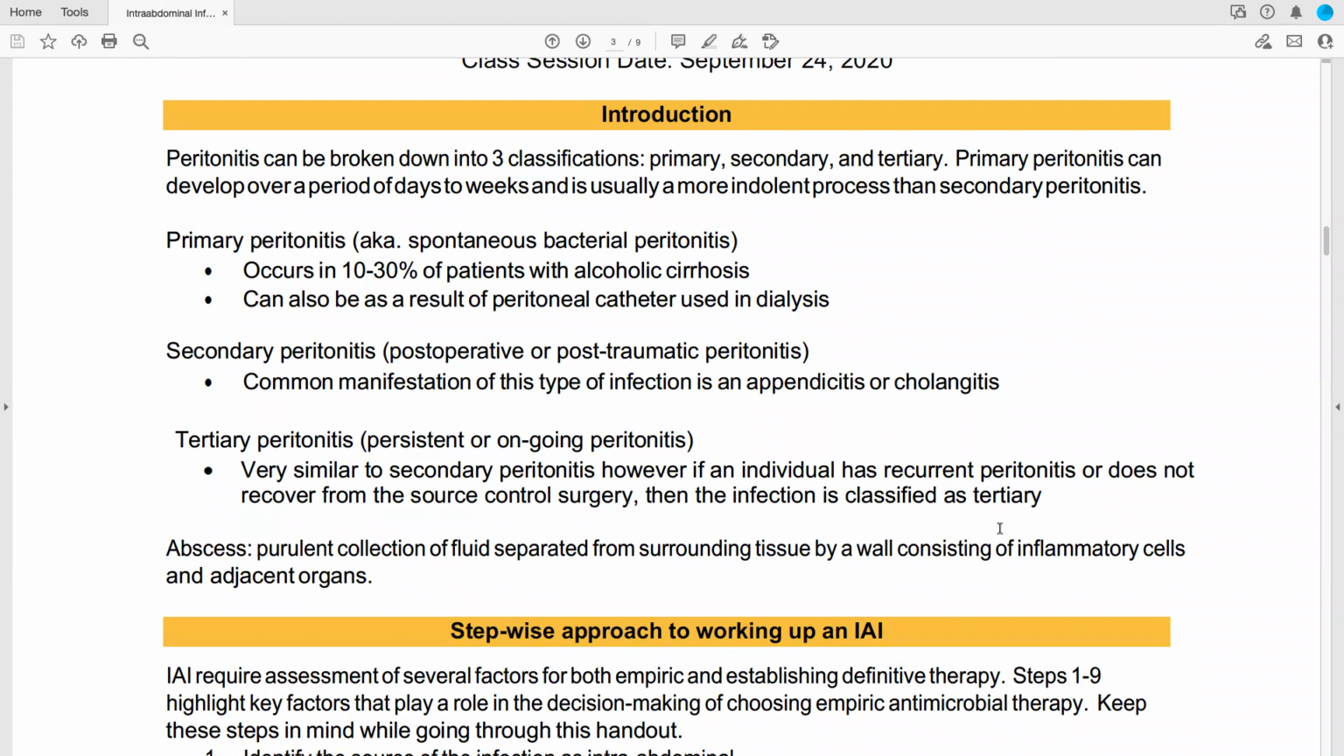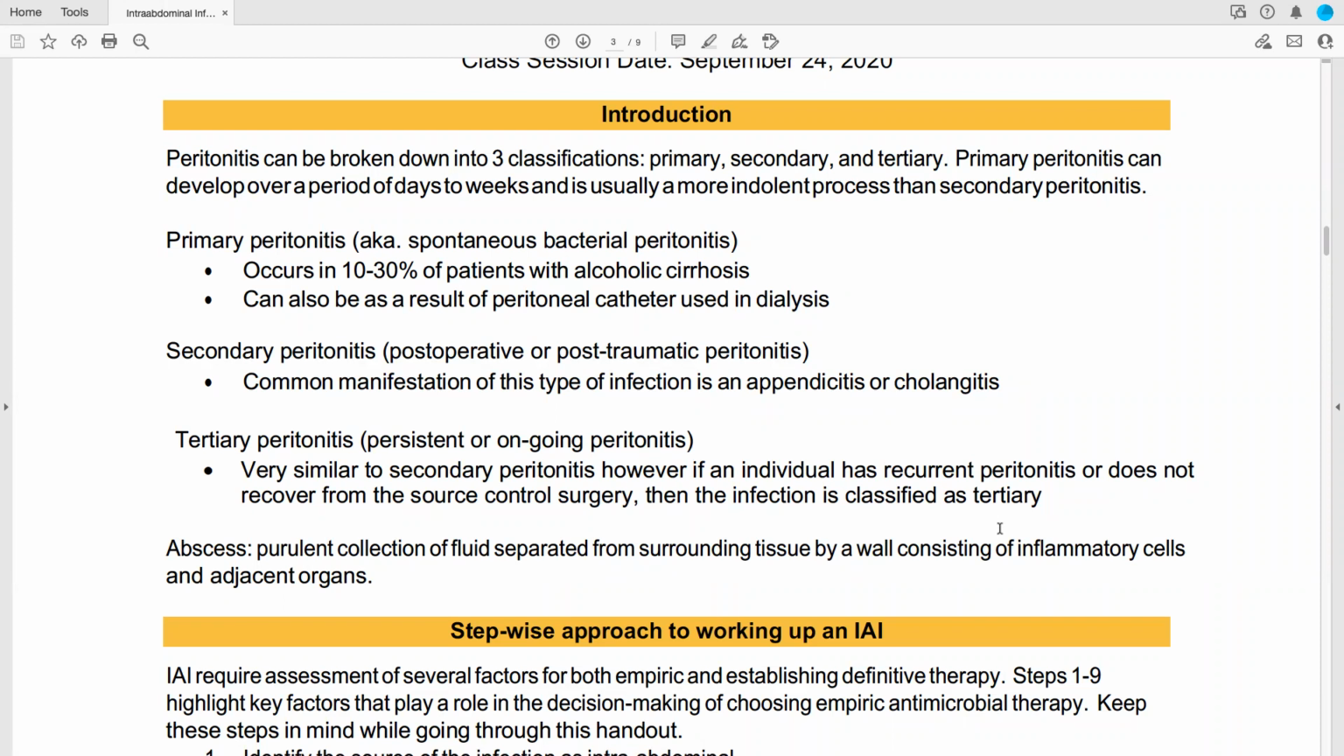So when we talk about intra-abdominal infections, we will talk a lot about peritonitis. The cavity in which our small bowel and our large bowel and all of the important things of our abdominal section are stored is called the peritoneum. So when bacteria enters that peritoneum, it can cause peritonitis, or just inflammation of that peritoneal lining. Peritonitis can be broken into three different classifications. You can have primary peritonitis, or spontaneous bacterial peritonitis. You can have secondary peritonitis, and then you can have tertiary peritonitis.